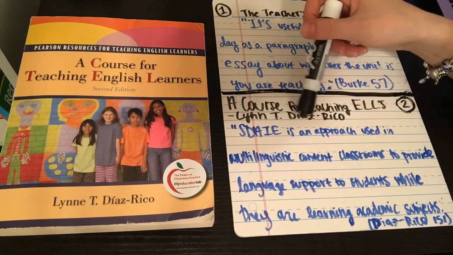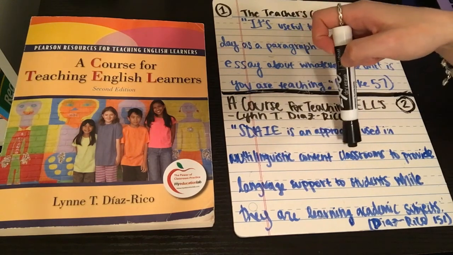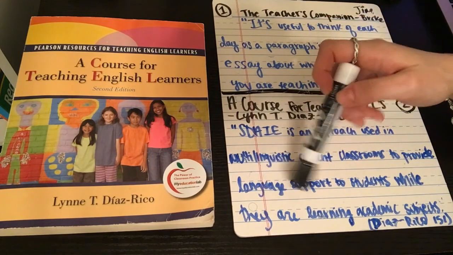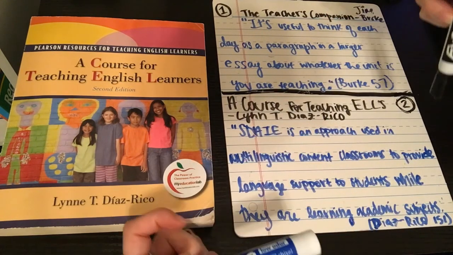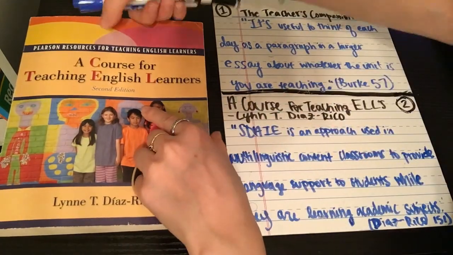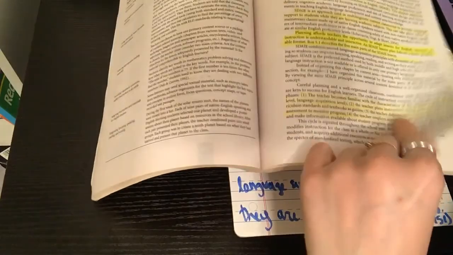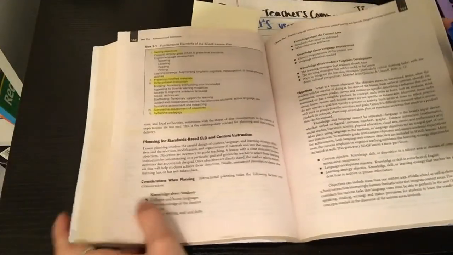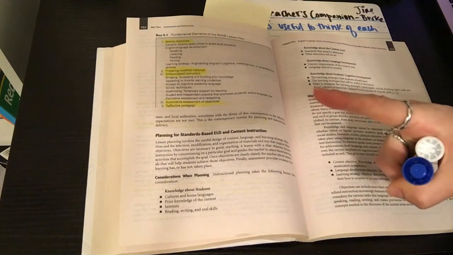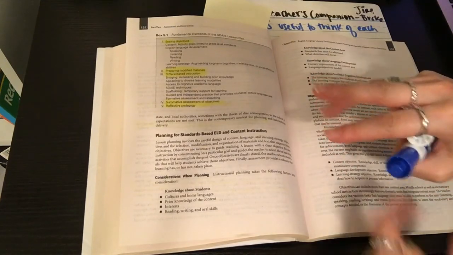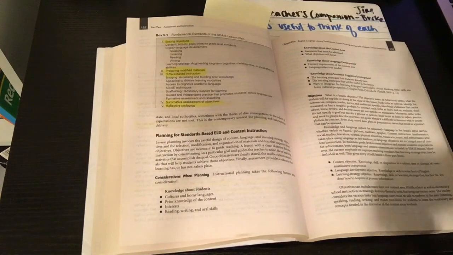Diaz-Rico writes, "STEY is an approach used in multilinguistic content classrooms to provide language support to students while they are learning academic subjects." To me, this means that this type of lesson plan that she is describing must include language that has academic meaning as well as content-specific meaning. In this textbook, she gives an example of the types of objectives you must have in a STEY lesson plan. The 5 types of objectives that she includes are setting objectives, preparing modified materials, differentiated instruction, summative assessment of objectives, and reflective pedagogy.